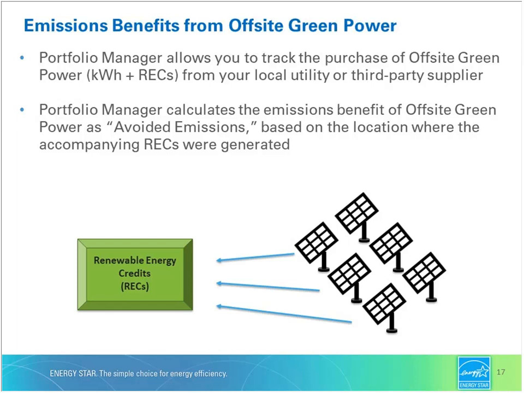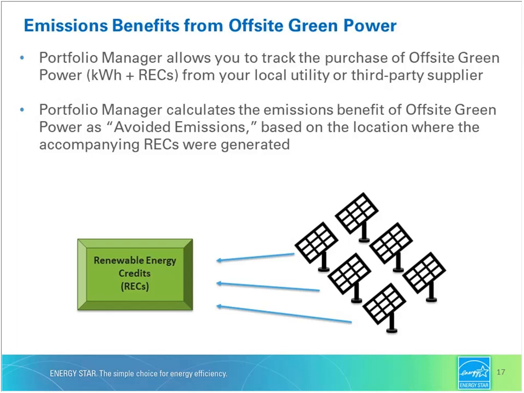However, in terms of the metrics that Portfolio Manager calculates, the place where you see your benefit associated with off-site green power will be in the avoided emissions. Again, I mentioned before that in Portfolio Manager, the metrics total emissions and avoided emissions are two separate categories. Off-site green power will be reflected in avoided emissions. It will not have any impact on your total greenhouse gas emissions. Why is that important?